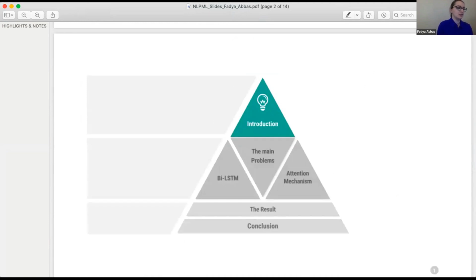My presentation consists of many parts. The first part is going to be the introduction. In this part specifically, we are going to get an overview about NLP. What is it and what is it used for? Then we will see which kind of problems we are going to face while working on NLP. Next, we will see the solution I have used to solve the problems, which is LSTM and attention mechanism. Finally, we will see the result and the conclusion.